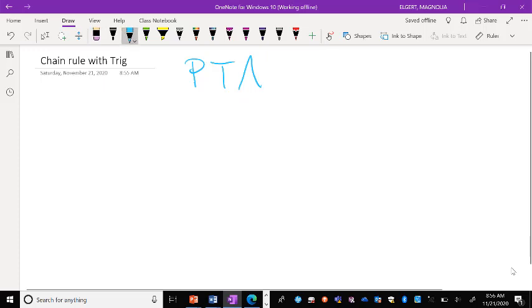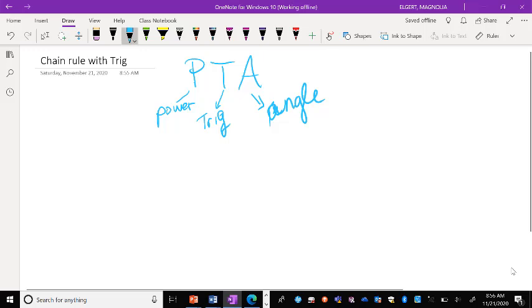I can't even write an A correctly. There we go, PTA. So what this stands for is power, trig, angle. So PTA, power trig angle, not parent teacher association, power trig angle. And it really does help. When I saw it a couple years ago on like Twitter or Pinterest or something, I thought I wish I would have known that when I was in high school taking calculus.